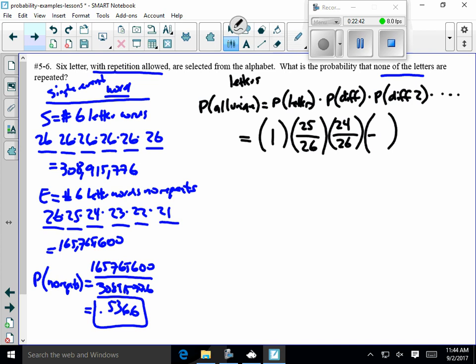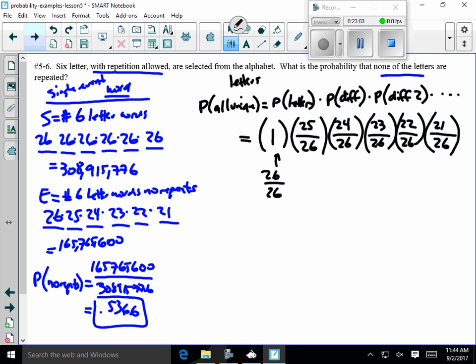And then the fourth letter would be 23 out of the 26 letters, and then 22 out of the 26 letters, 1, 2, 3, 4, 5. The sixth one would have a 21 out of 26 chance of being not the same as any of the previous ones. Now, if you write this one right here as 26 out of 26, then you can see that it's exactly the same thing we calculated.